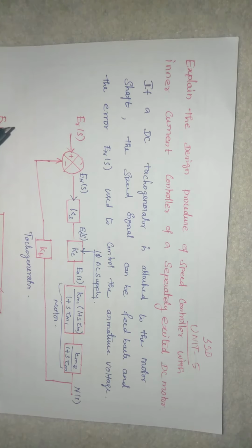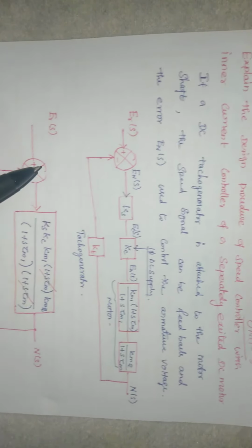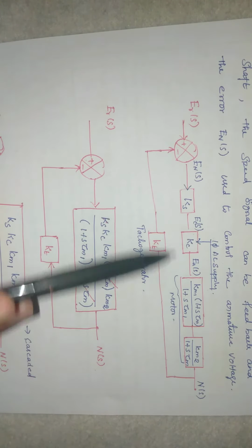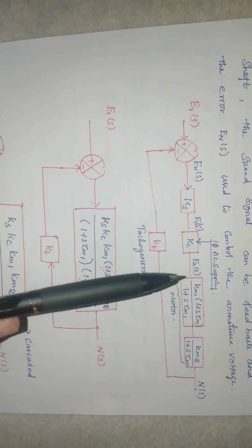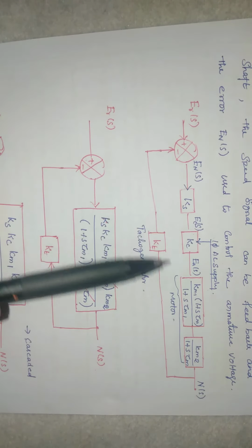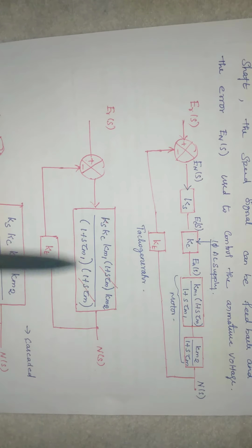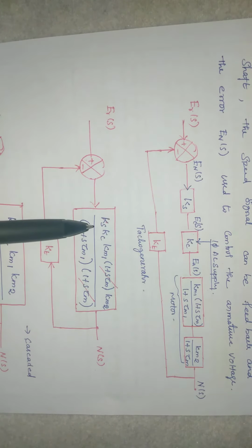So from the block diagram, now we could identify the equation and design procedure of a speed controller. Clear? So now we are going step by step. This is a cascaded connection. We have a series connection, so we can multiply all the blocks in series, and we can make a single block after the simplification.